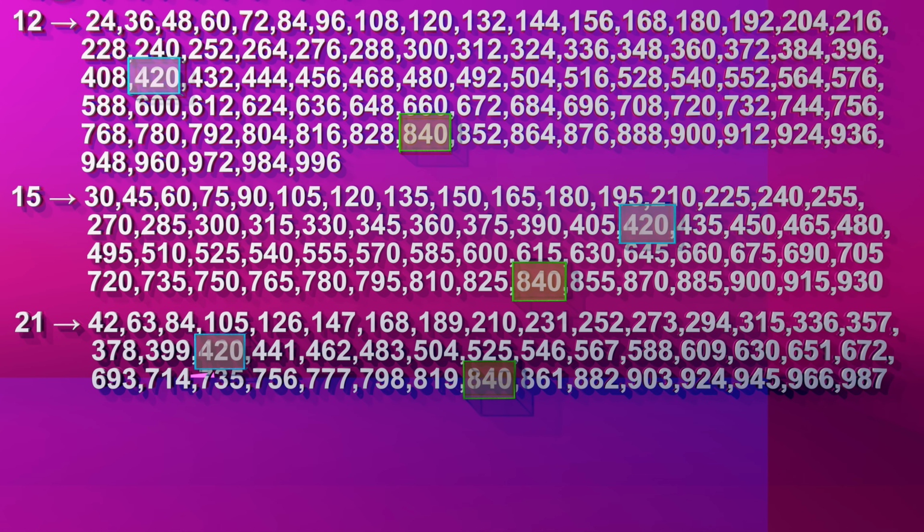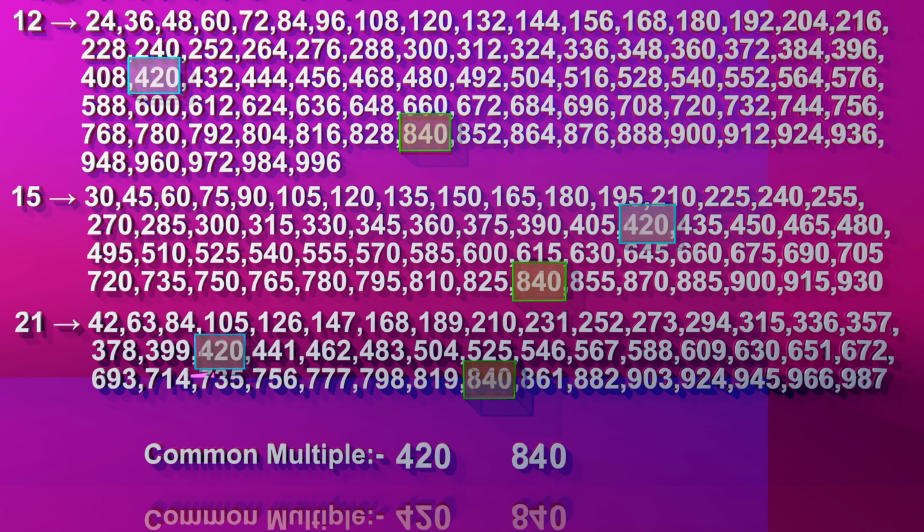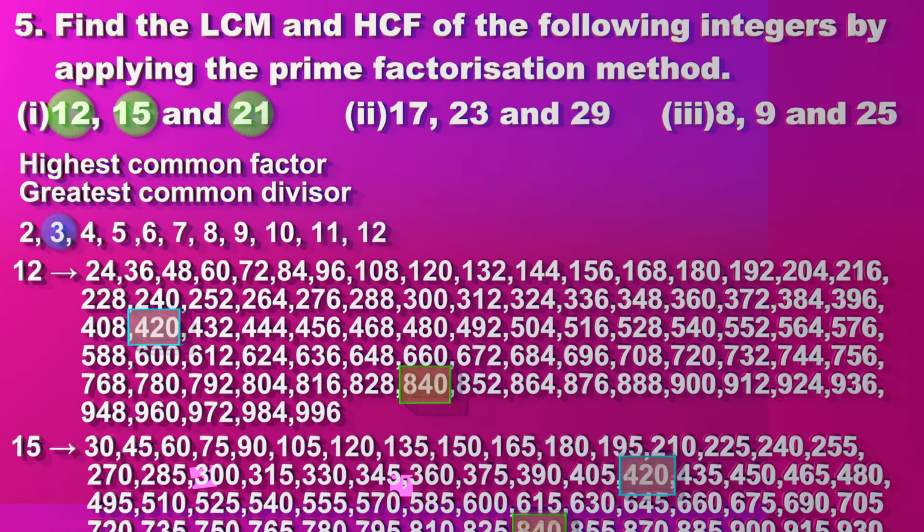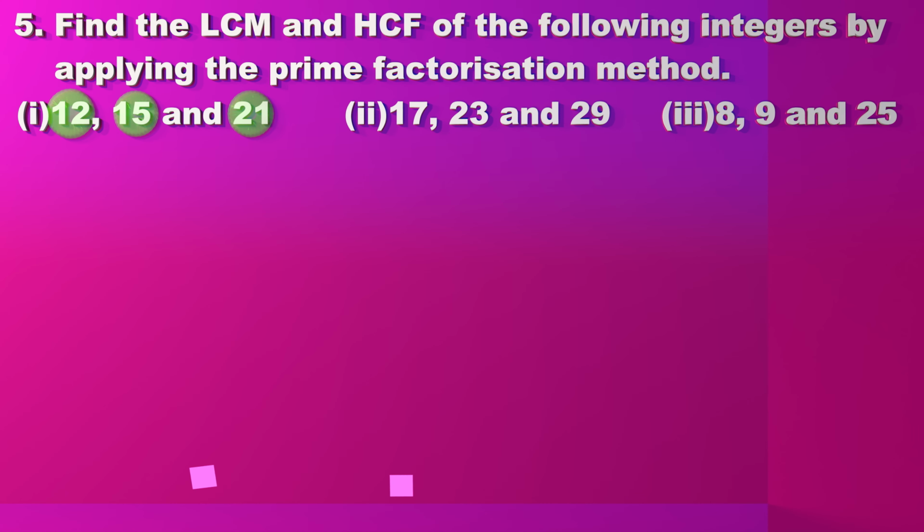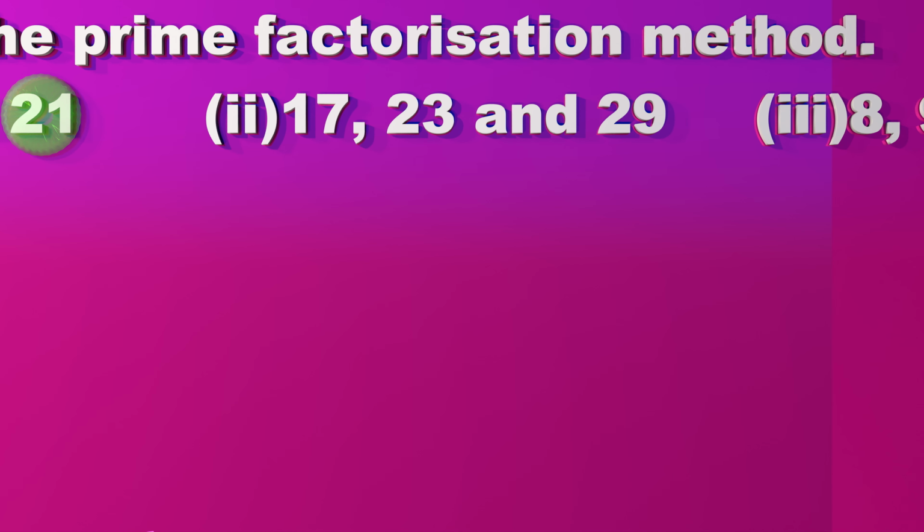So we have taken the multiples of 12, 15 and 21. 420 and 840 are common. That's why these two numbers are called common multiples. And also 420 is the smallest common multiple. There is no common multiple smaller than 420. That's why 420 is called the least common multiple. So we found out the LCM. Let's jump to the next question.